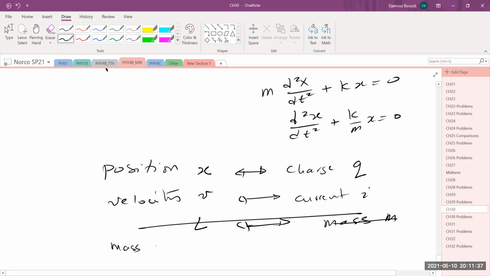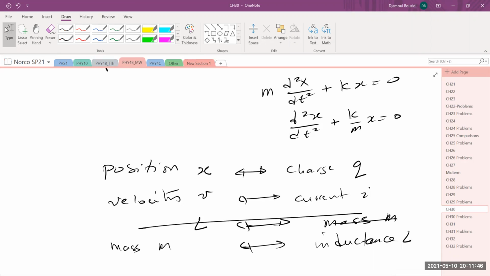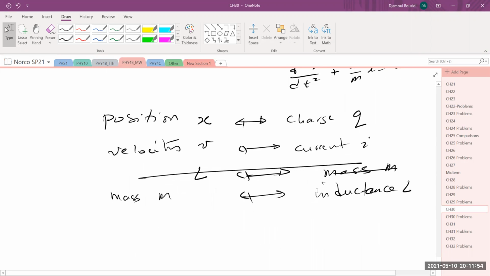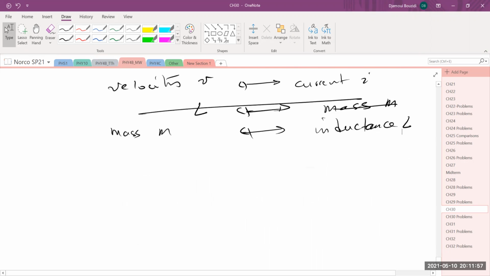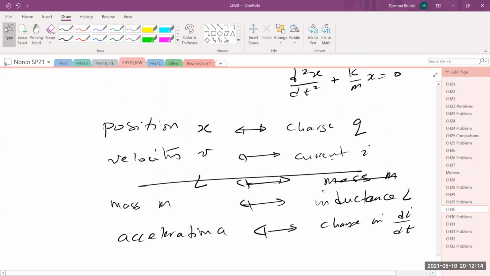So the mass m will be treated as an inductance L, because that opposes the change in current, and the change in the current is the change in velocity, which is the acceleration. So the acceleration a is actually the equivalent of the rate of change. So the acceleration a is equivalent to the change in current, dI over dt.